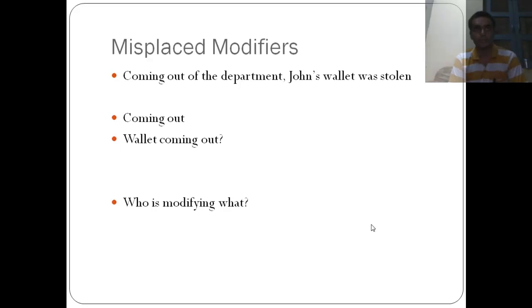So let's look at this example. Coming out of the department, comma, John's wallet was stolen. When we are talking about coming out of the department, John was coming out. So it seems like John's wallet was coming out, and you might say, oh, how can John's wallet come out? Of course, by common sense, we find out that John was coming out. But when we are using these modifiers, coming out of the department should be just followed by who is coming out. And we are going to see other cases as well. So if something is modifying something, then it should be placed very close to the thing which it is modifying, which is quite logical, of course.